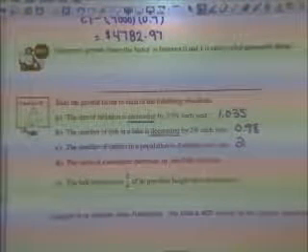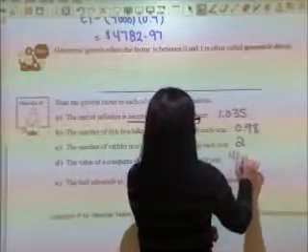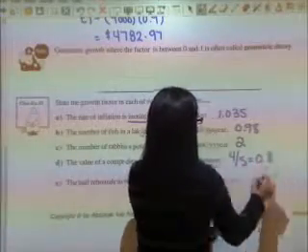The value of a computer decreases by 1/5 each year. So if it decreases by 1/5, what's left? 4/5. Or as a decimal, 0.8.